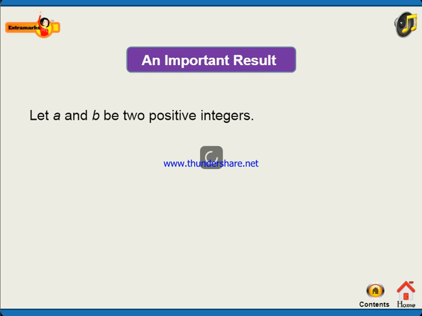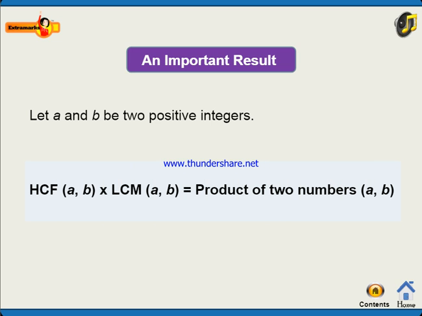Now see an important result. Let a and b be two positive integers. Then we have HCF of a and b into LCM of a and b is equal to the product of the two numbers a and b.